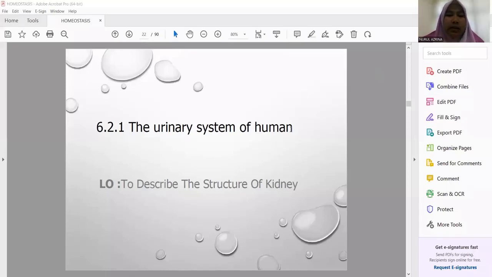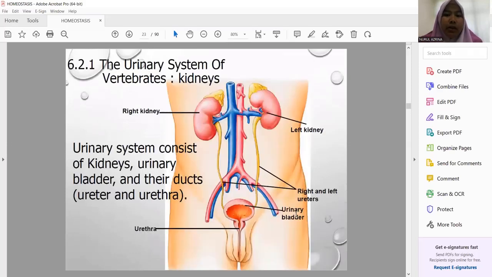Okay, all right. So the first video over here, we are going to discuss the urinary system of humans. Our learning outcome here is to describe the structure of the kidneys of humans. So this is the structure of the urinary system of vertebrates.